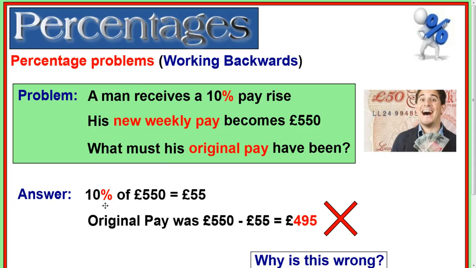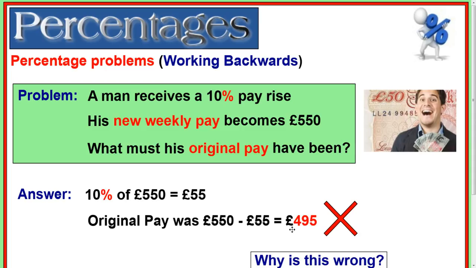But I'm going to show you the way quite a lot of people think they do it, and it's the wrong way to do it. That is to get 10% of the new pay and then do a takeaway sum. So 10% of £550, for example, is £55 because you just divide by 10. And then if you take the £55 away, you get £495. That was his original pay.